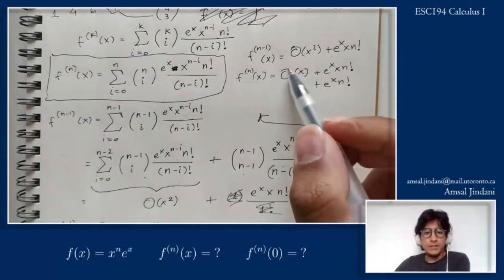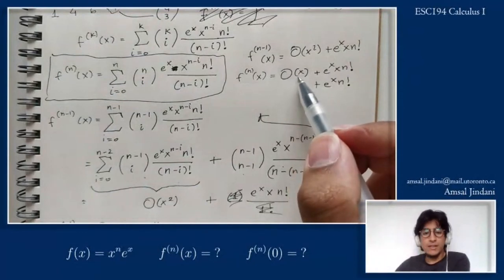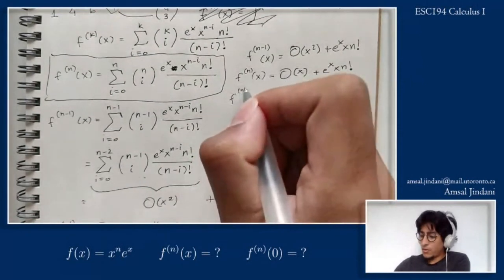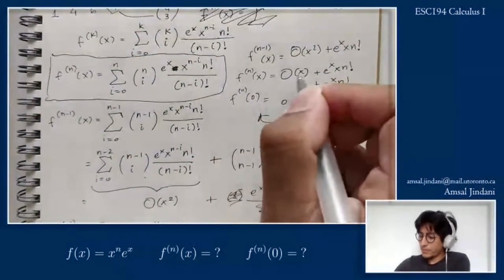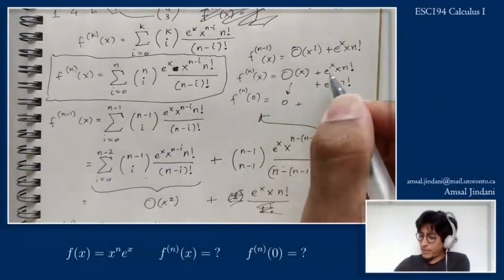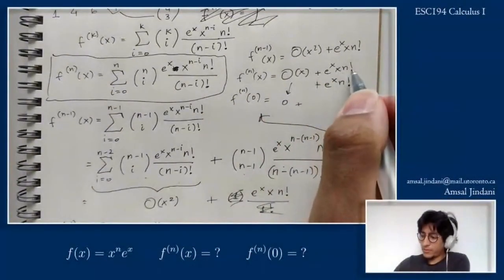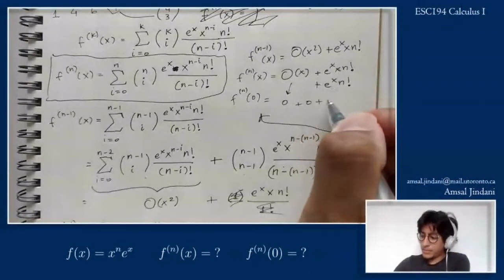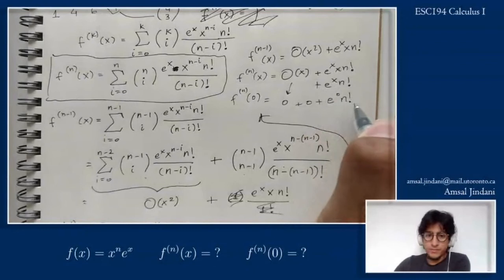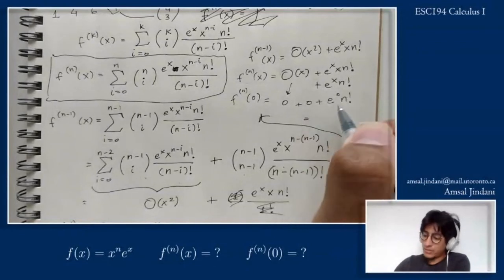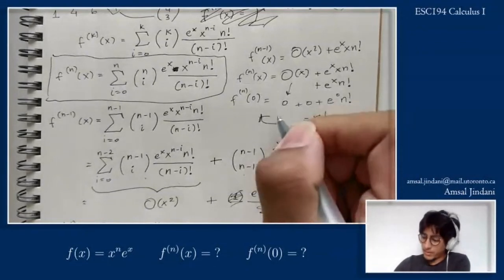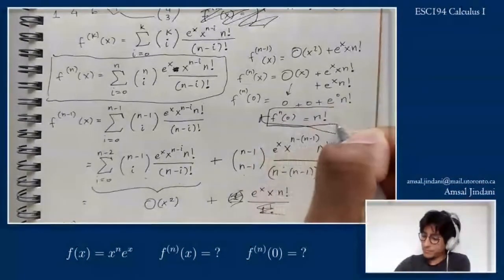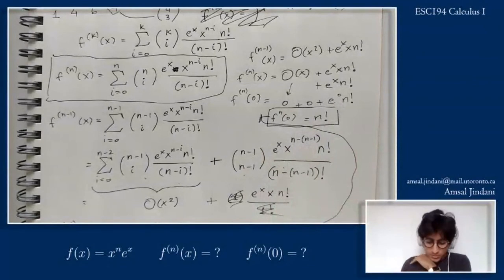Now every term inside this order of x notation has at least an x. So when I plug in x equals 0, all of those terms go to 0. So that just gives me 0. Then e to the x times n factorial. I have an x here, so when I plug in 0, I get 0. And the last term is e to the 0 times n factorial. E to the 0 is just 1, so times n factorial gives me n factorial. So that is the nth derivative of this function evaluated at x equals 0. That would be n factorial.